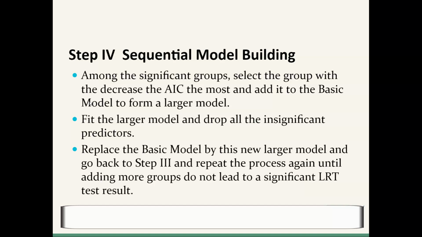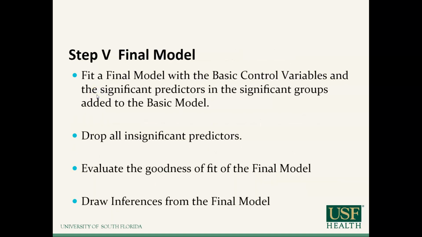Then you replace the basic model by this new larger model, and then you go back to step 3 and repeat the process again until adding more groups does not lead to a significant likelihood ratio test result. And at that time, you arrive at the final model. So then you can fit a final model with the basic control variables and significant predictors in the significant groups added to the basic model. Again, you drop all the insignificant predictors, and then you get the final model. Then evaluate the goodness of fit of the model, and then draw inferences from the final model.